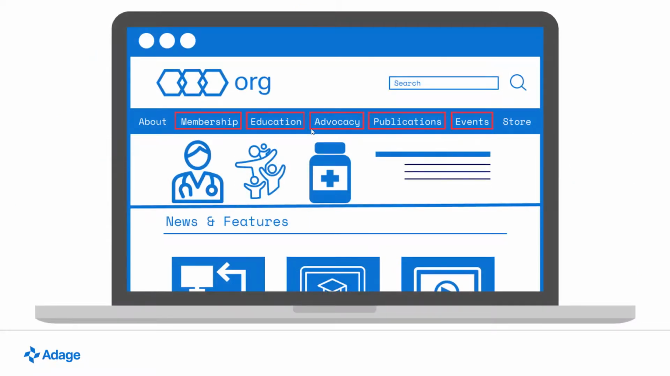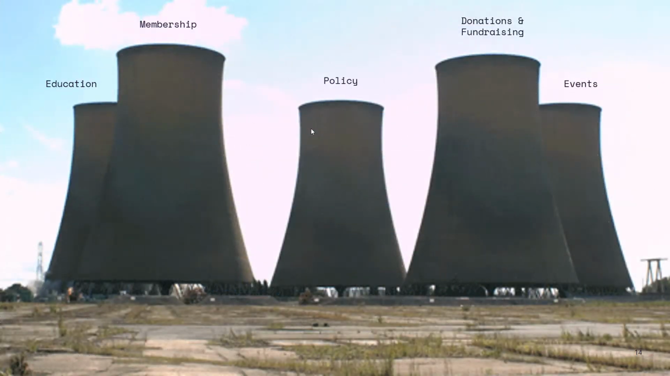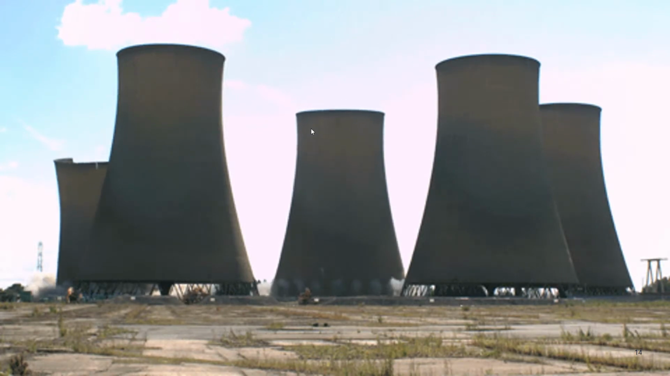I like to show this example of how your silos are probably manifested in your website architecture and design, with each department getting their own piece of the navigation, even though it's almost certainly not what your members and users want. So what do we have to do? We need to break these silos down.